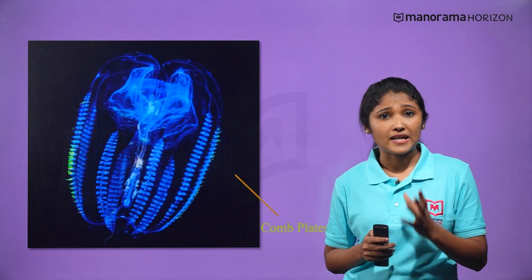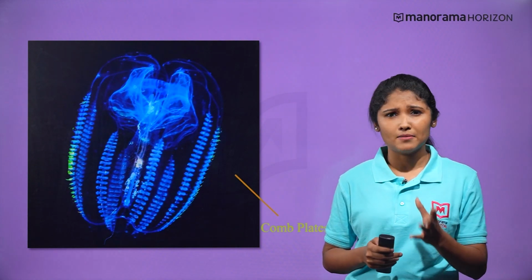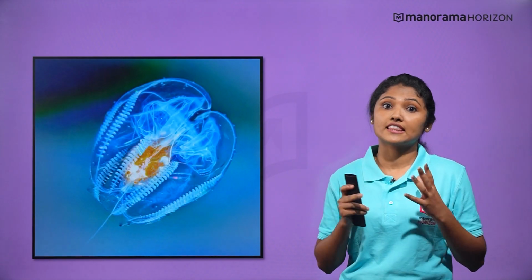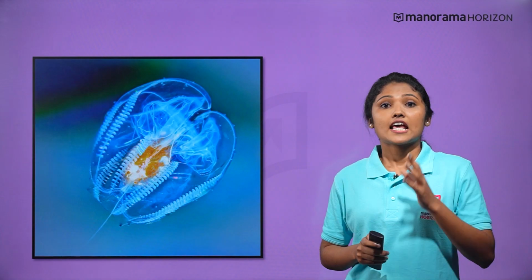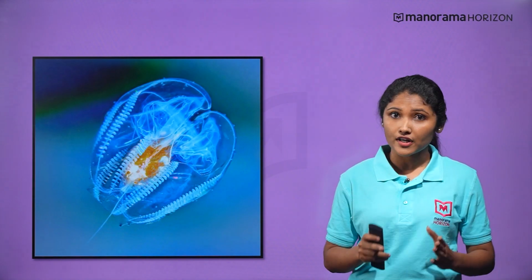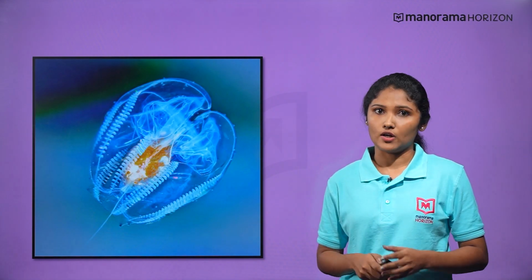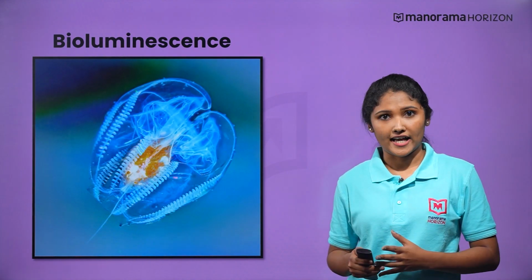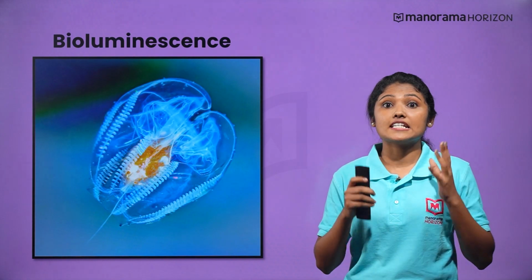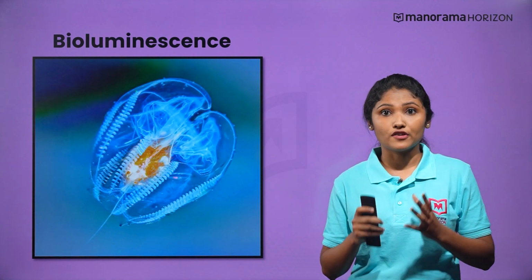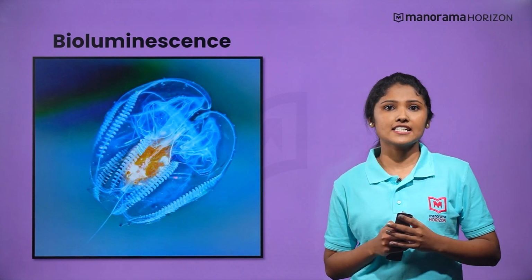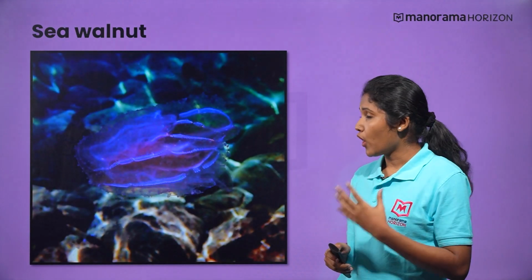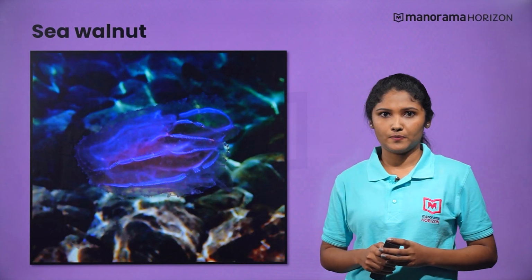Do you know the peculiar and unique ability of the members of this phylum? They can emit light to protect themselves from predators. This property of living organisms to emit light is known as bioluminescence. They are hermaphrodites, but reproduction is sexual with external fertilization and indirect development. Sea gooseberries and sea walnuts are included in this phylum.